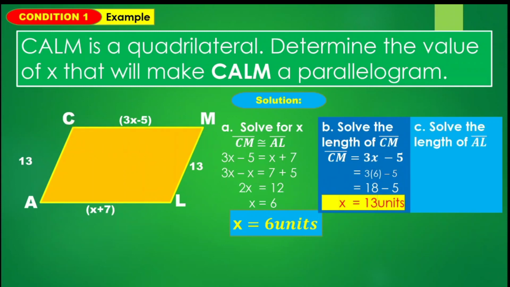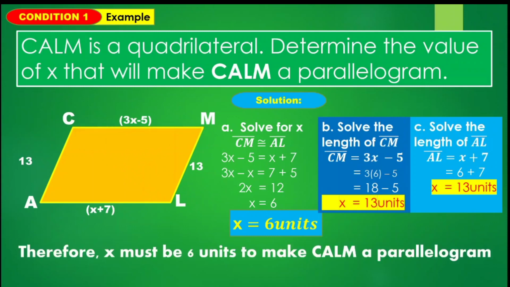And also for the segment AL, we have AL is equal to x plus 7. So x is 6, so we have 6 plus 7. Therefore, you would have 13 units. So side AL here is 13 units, just like in our side CM. So in that way, we concluded that the x value must be 6 units to make CALM a parallelogram. Alright? So I think that's very clear.